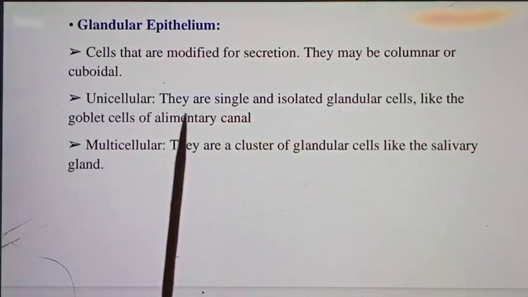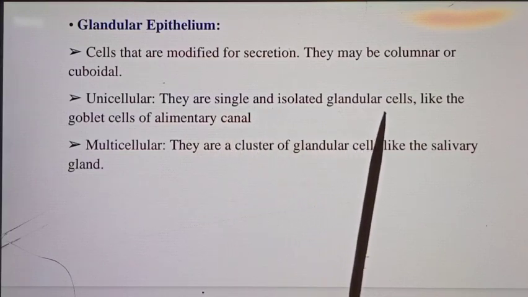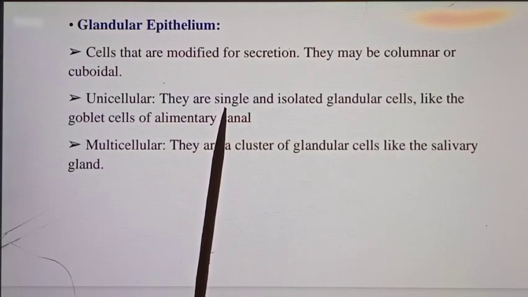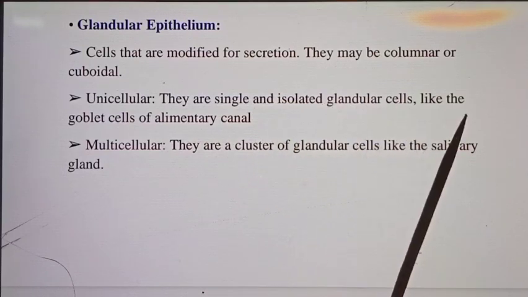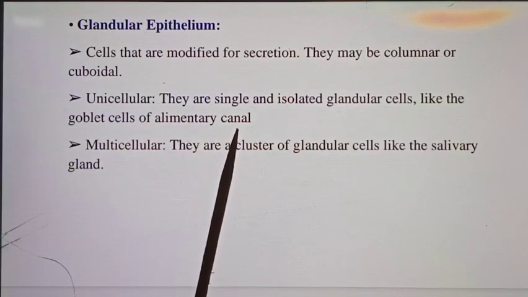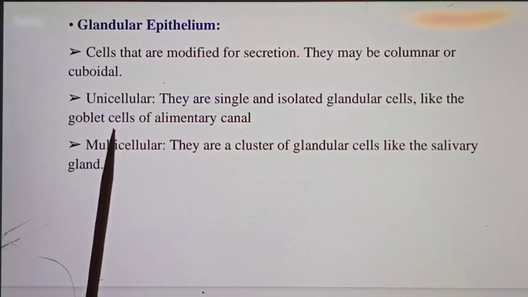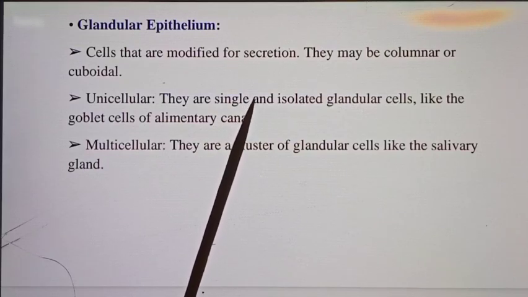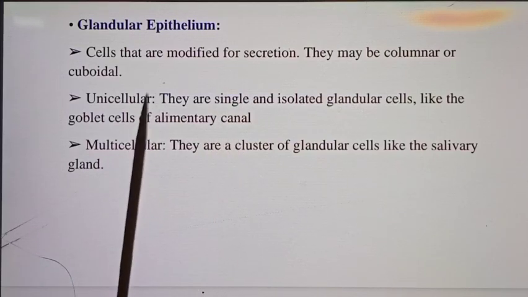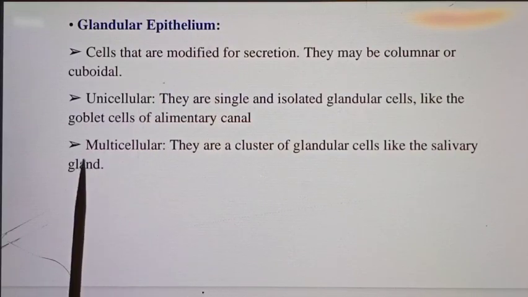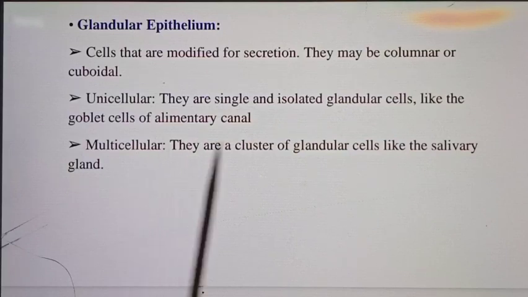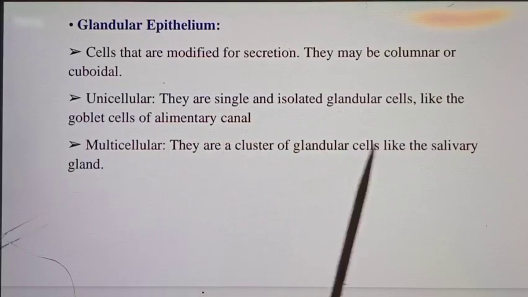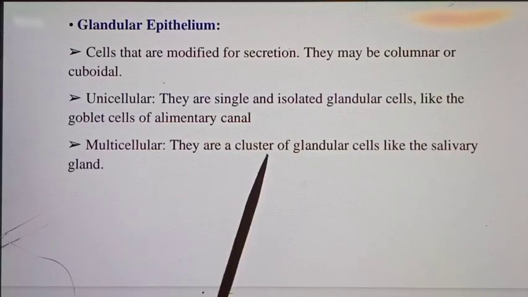Unicellular glandular epithelium consists of single and isolated glandular cells, like the goblet cells of the alimentary canal. In the alimentary canal, we have goblet cells which are single. They can also be multicellular. The single glandular cell example is the goblet cell, whereas the multicellular ones are a group or cluster of glandular cells, like the salivary gland. It is a group of cells which secretes saliva.